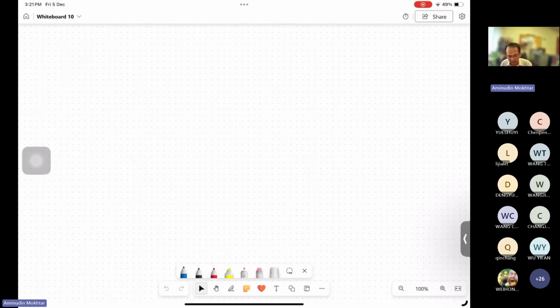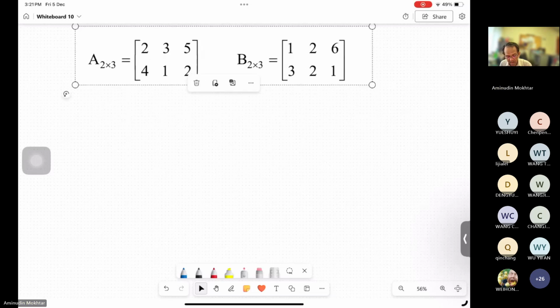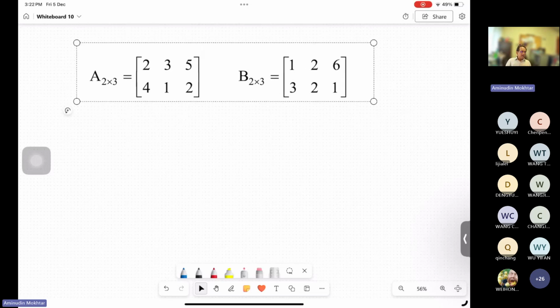Okay, where is the matrix? Okay, this one. Good. Please refer to page 6. Let's say we have these two matrices.